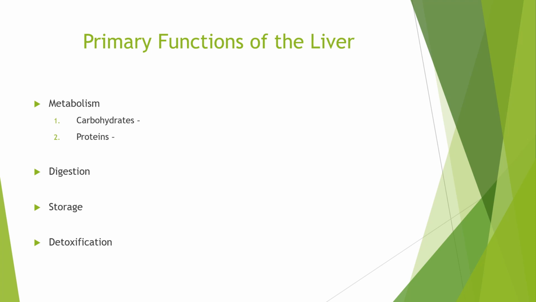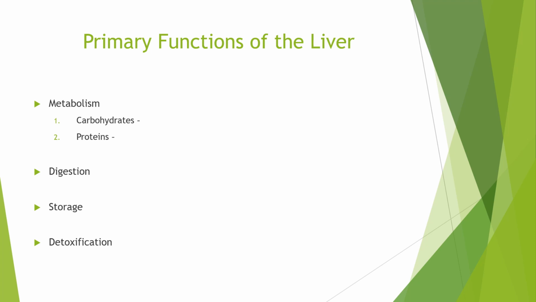It's going to convert excess amino acids to fatty acids and urea. It's going to remove nutrients from the blood, and it's going to phagocytize bacteria and worn out red blood cells. It also has a role in digestion. It's going to secrete bile, which is important to the digestion of fats.